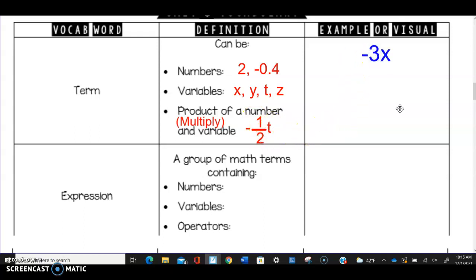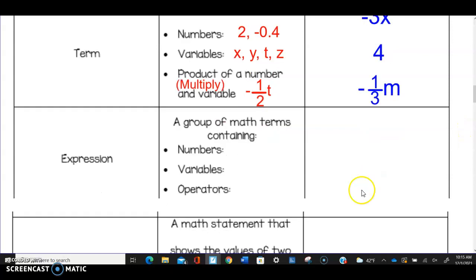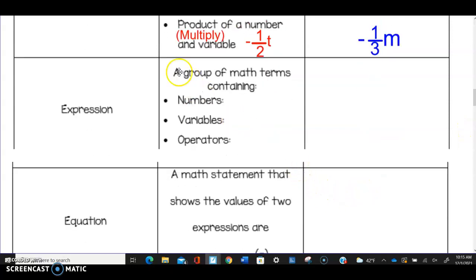So an example of a term, we have negative 3x. 4 would be a term by itself. It's actually a constant. Negative 1/3 m. Again, we could also have decimals. Our next word, expression. Expression is a group of math terms containing numbers, variables, and operators. Operators being like addition, subtraction, multiplication, and division.